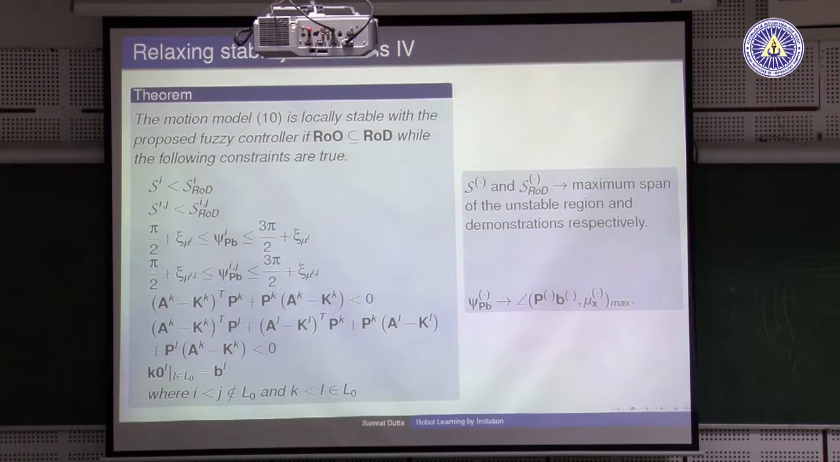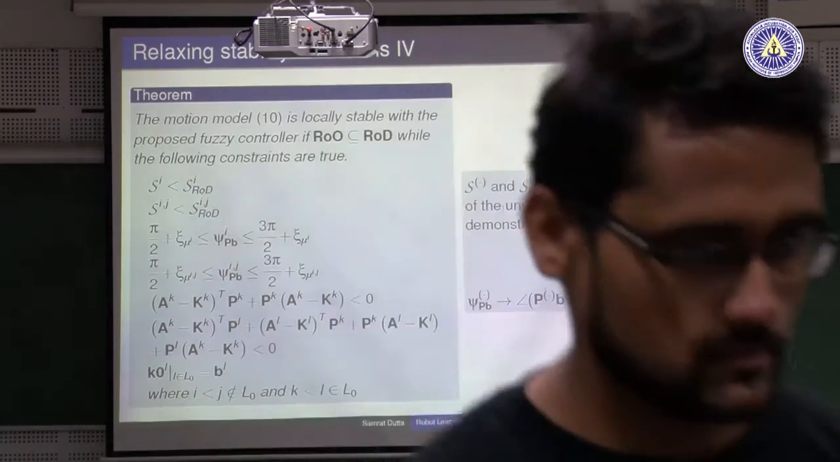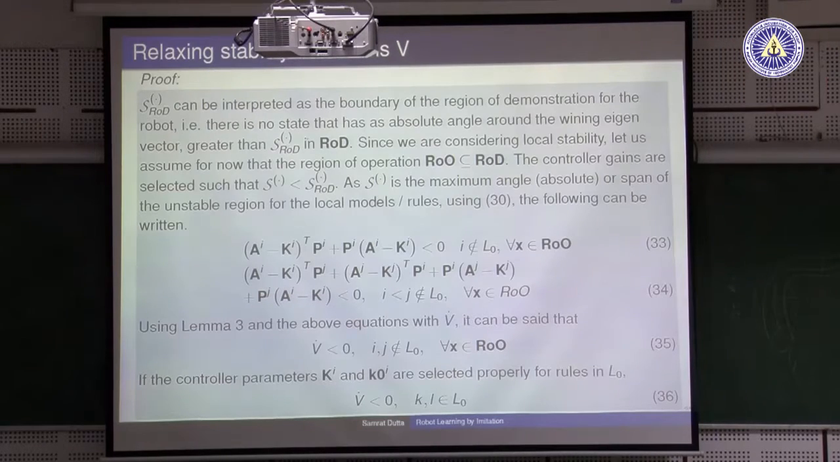So, that is the concept behind this theorem, and here ROO is basically the region of operation and ROD is the region of demonstration. So, we make sure that the region of operation always remains inside the region of demonstration, and this is the proof of this theorem. I will skip that.